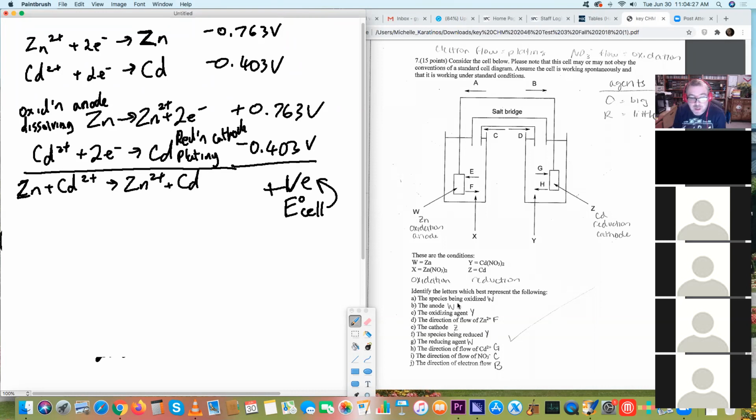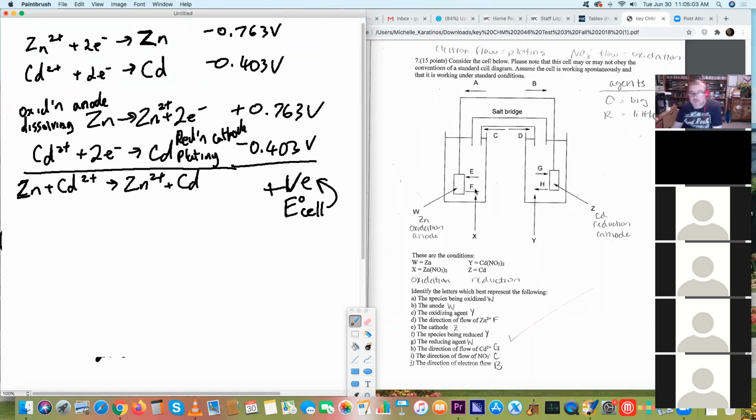Let's see the next one. I'm going to skip over oxidizing agent and reducing agent for now. We'll get to those in a second. The next one says direction of flow of zinc 2+. Zinc is turning into zinc 2+, which means it's dissolving. The zinc is on this side, so the answer would be F, and it's dissolving, so the arrow is going away from it. If it was plating, it would be E, but since it's dissolving, it's F. Any questions?